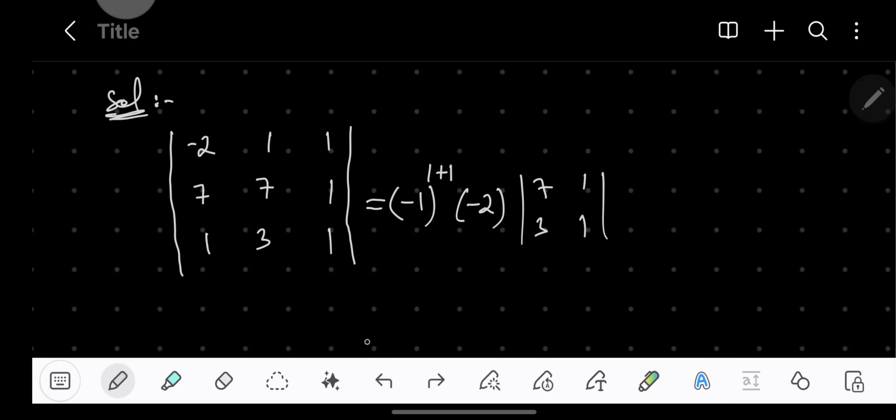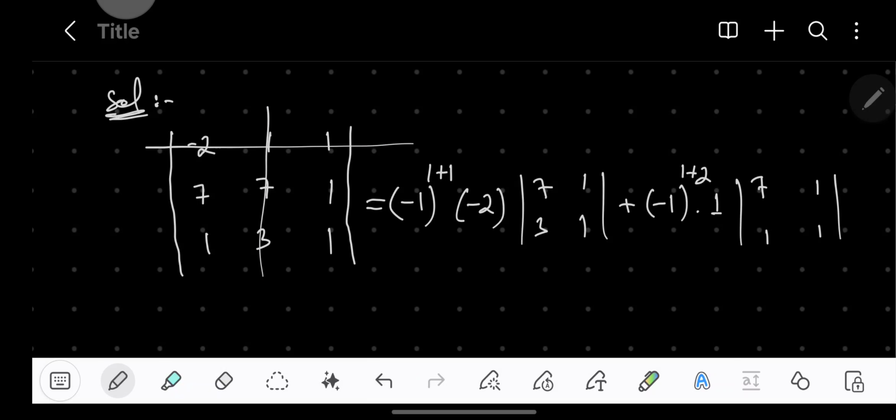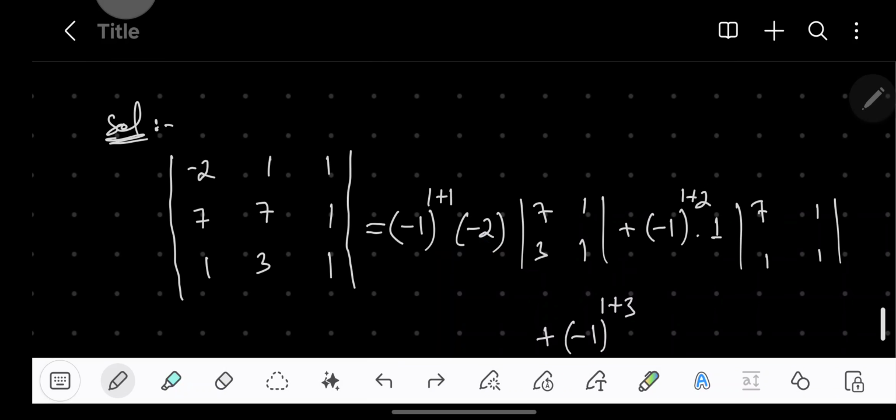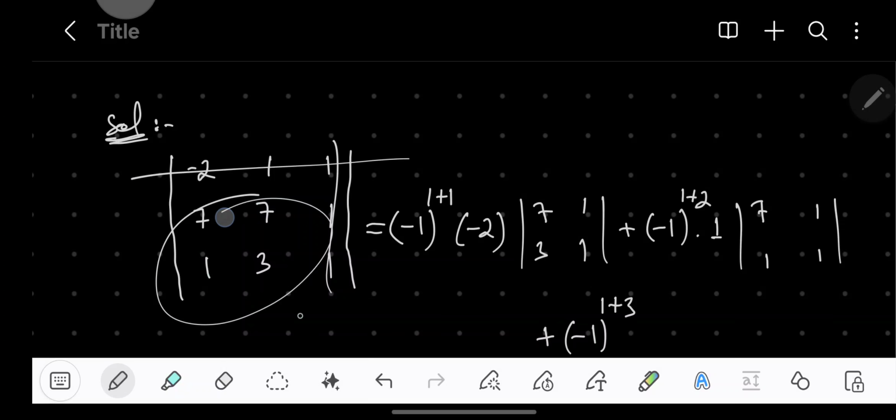And for this value, because it is in the first row and the second column, I will write negative 1 to the power 1 plus 2 times this 1 times the determinant, by deleting these two things, I will have 7, 1 and 1, 1. Plus, for this value, I will write negative 1 to the power 1 plus 3 because this is in the first row and the third column. So I will write 1 plus 3 times the determinant after deleting this row and this column.